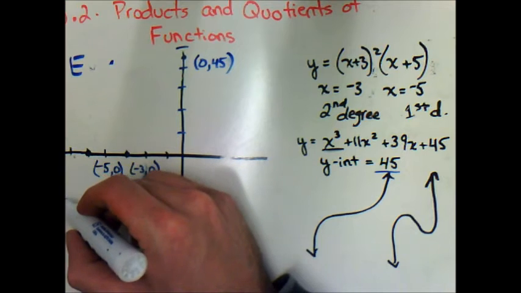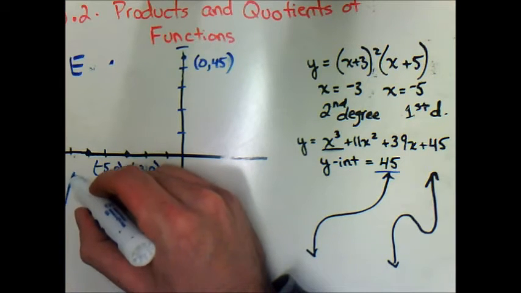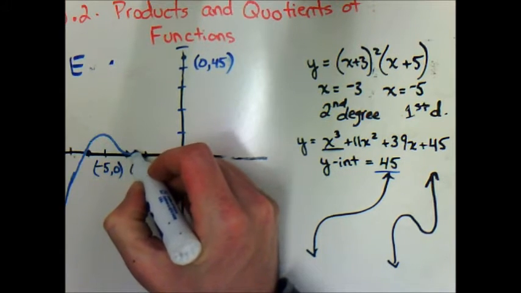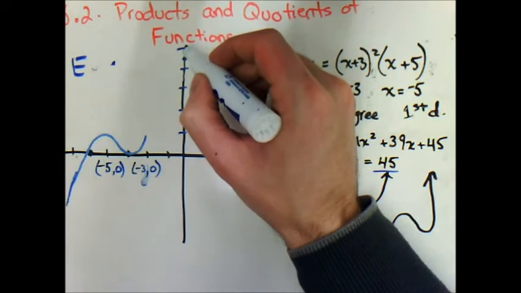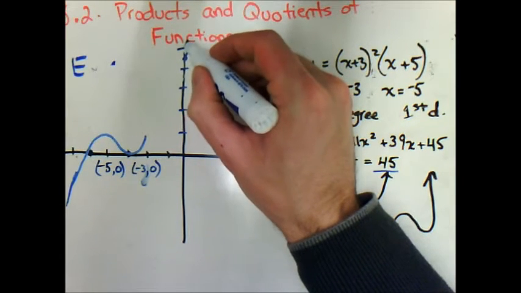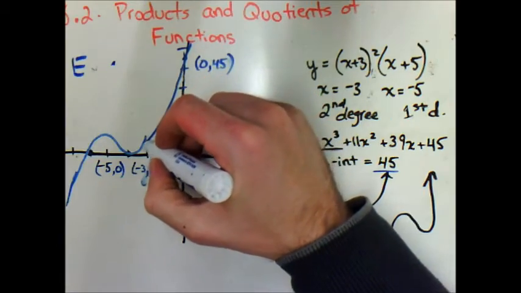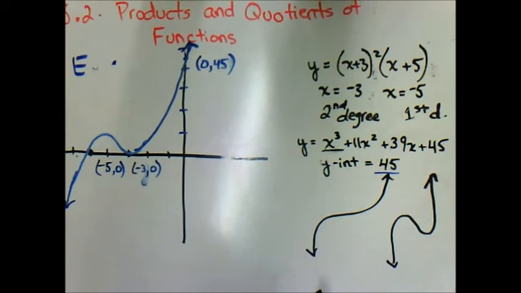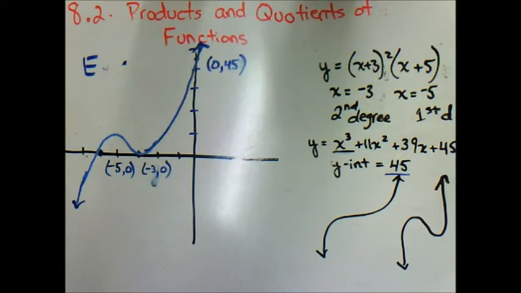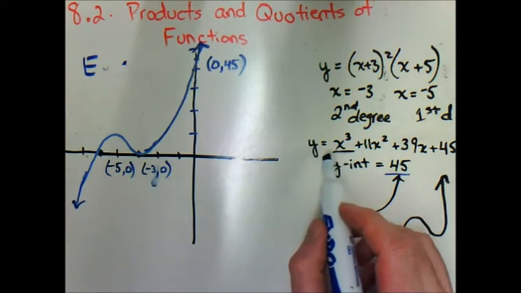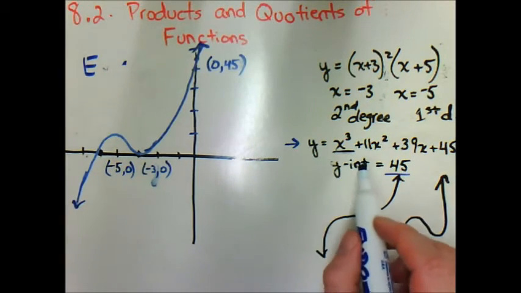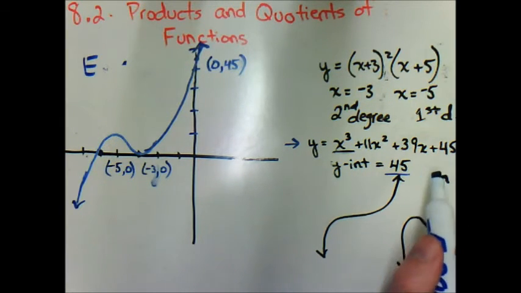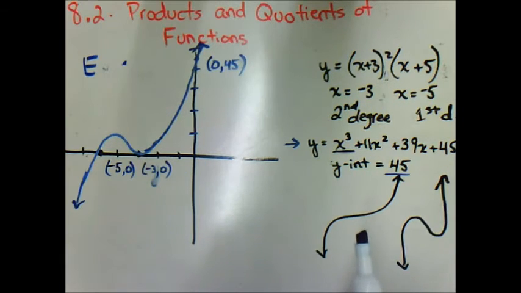So I'm somehow coming up from the bottom. I'm crossing at negative 5. I need to come back down and touch at negative 3, and then go all the way up to our y-intercept at 45. And that is a basic sketch of the cubic y equals x cubed plus 11x squared plus 39x plus 45, which is a composite function, f of x times g of x.